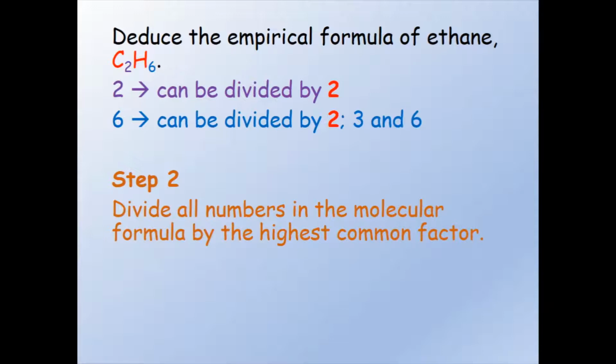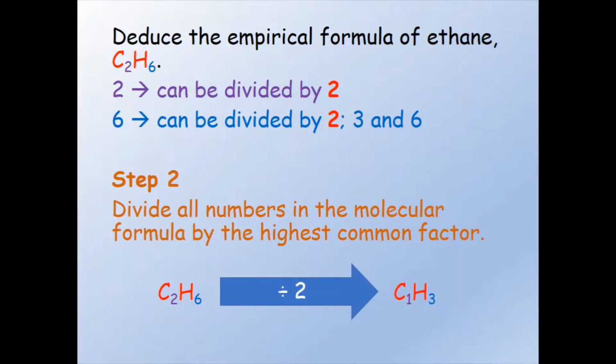Then step 2, divide all numbers in the molecular formula by the highest common factor. So now we have to take the molecular formula and divide the numbers in there by 2, which is our highest common factor. So we have C2H6 and we divide by 2, and we would get C1H3, but when we write chemical formulas we don't write a 1, we just skip it, so it would be CH3.